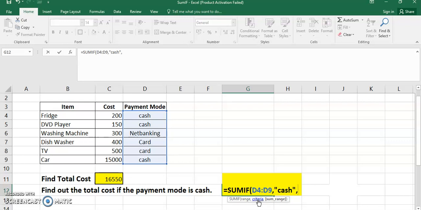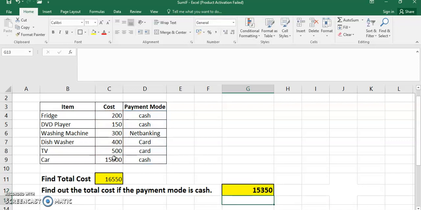Then the third argument is sum range. Sum range is the group of values which we need to add on the basis of the criteria. In this particular question, it is cash. So we want to add the values which are numeric. In this question, the only numeric column is cost. So we need to add the cost when the payment mode is cash for all the items. So this is our sum range.